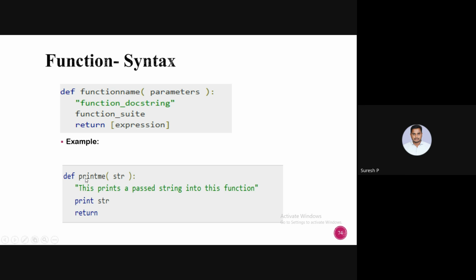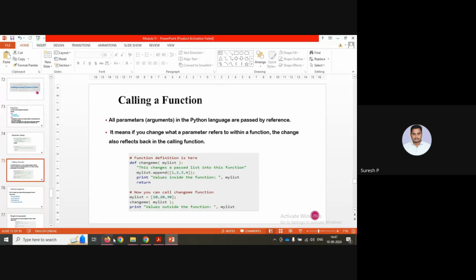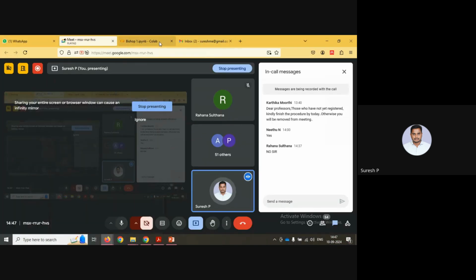So this is an example. printme is a function name. def is the keyword, and here we are passing an argument called str. Now, whenever we have a function, the calling of that particular function is very, very important. For example, if you have a function called changeme, we have to call this function from the main function. So now I will write an example using Google Colab.